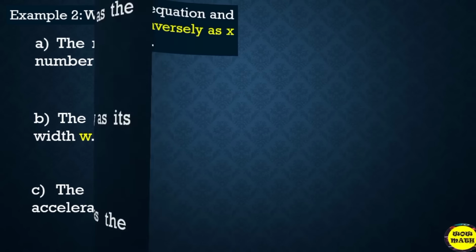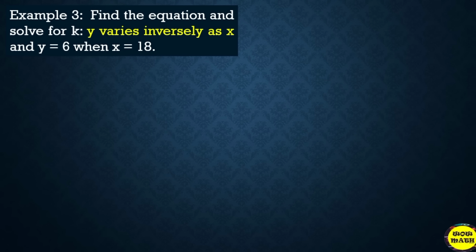Okay. Let's try to find the constant and the equation. For example number 3, find the equation and solve for the constant, or K, the representation for the constant of variation. y varies inversely as x, and y is equal to 6 when x is equal to 18. Again, what we are looking for in example number 3 is the equation and the constant of variation.